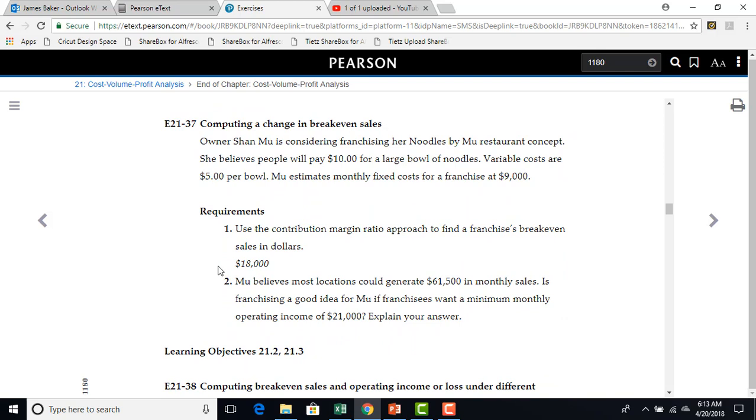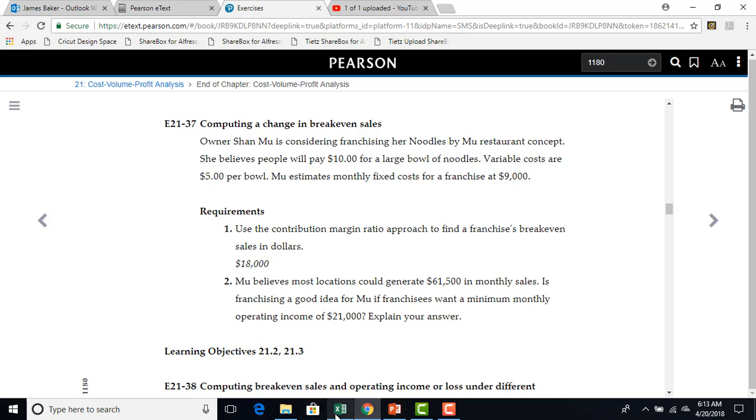It says owner Shan Mu is considering franchising her Noodles by Moo restaurant concept. She believes people will pay $10 for a large bowl of noodles. Variable costs are $5 per bowl. Moo estimates monthly fixed costs for a franchise at $9,000. So it wants me to use that contribution margin ratio approach again to find a franchise's break-even sales in dollars, and it gives me this check figure of $18,000.